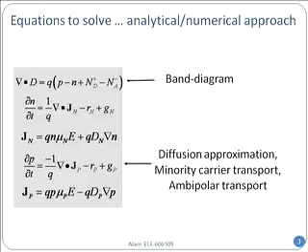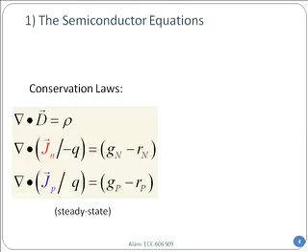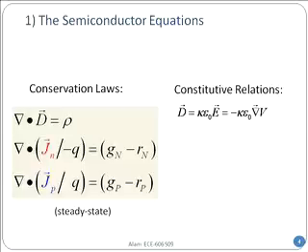Now, generally people write it in 2 sets of equations. One is that they write conservation laws, conservation of fluxes. The first thing is the Poisson equation, and the second and third are the continuity equations. What's the difference between this continuity equation and the one in the previous slide? Do you see? This is steady state.